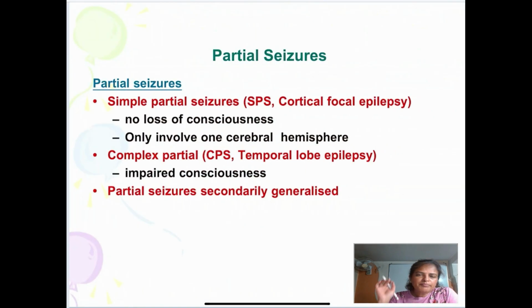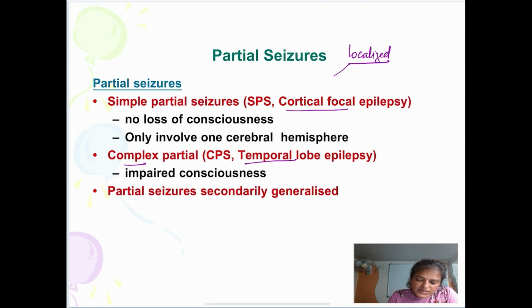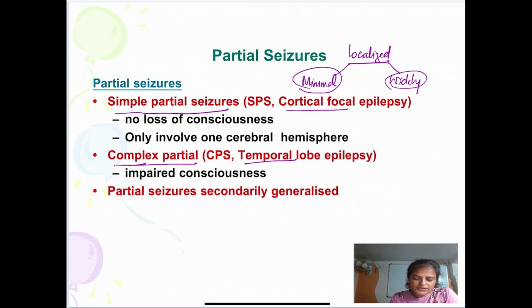Then the second one is a partial seizure, where one part of the hemisphere is involved, or it is localized in origin, depending upon which part is involved. Like in simple partial seizure, the origin is the cortex. In complex partial, it is the temporal lobe. Then in localized, further spread: if it is a minimal spread, that leads to simple partial seizure, and if it is widely spread, that leads to complex partial seizure.